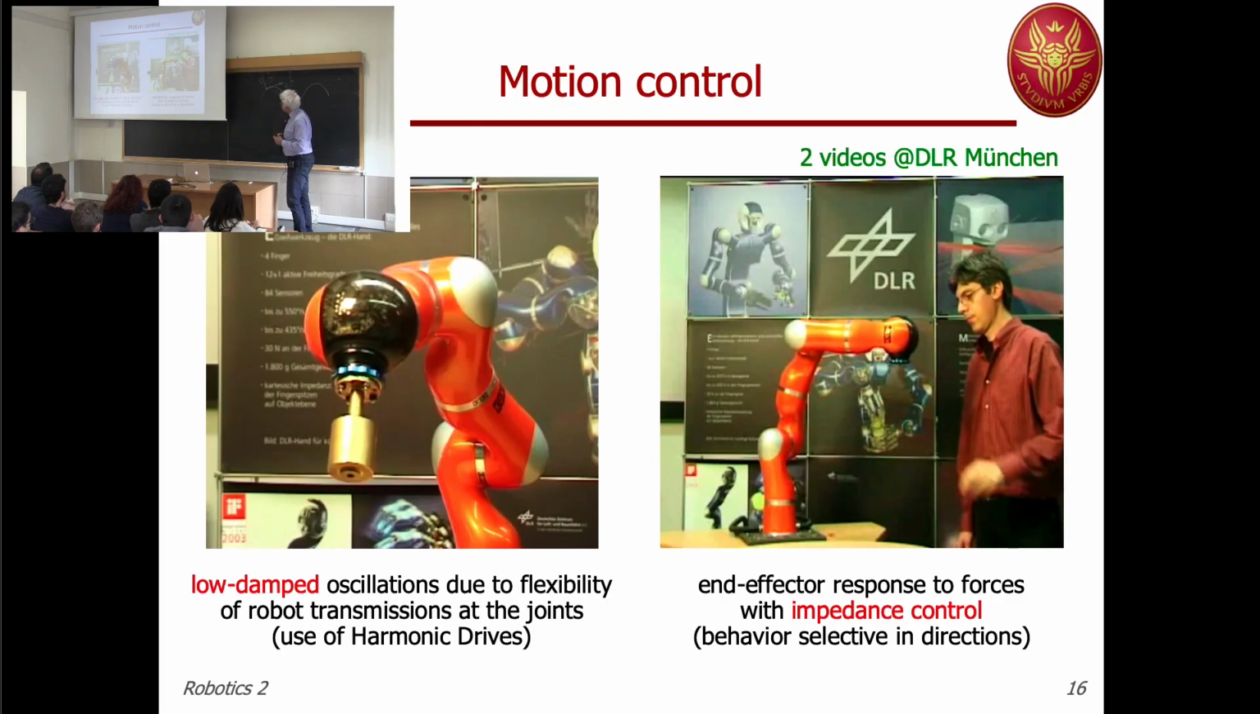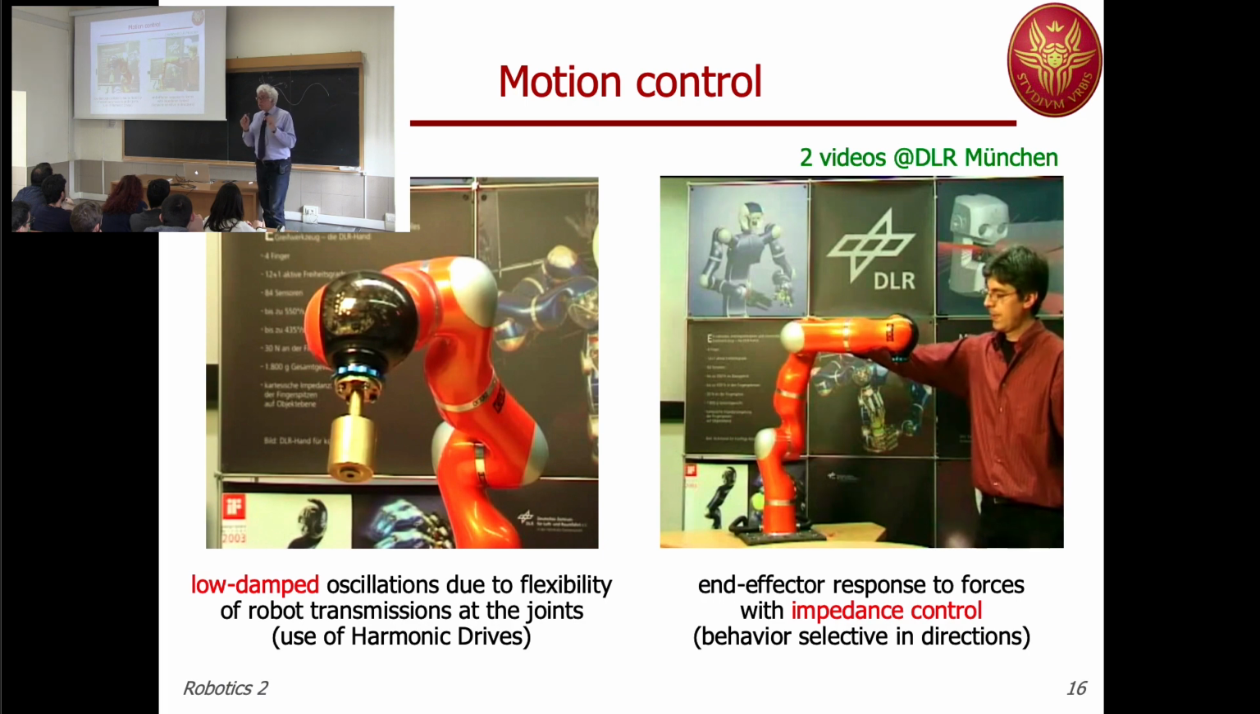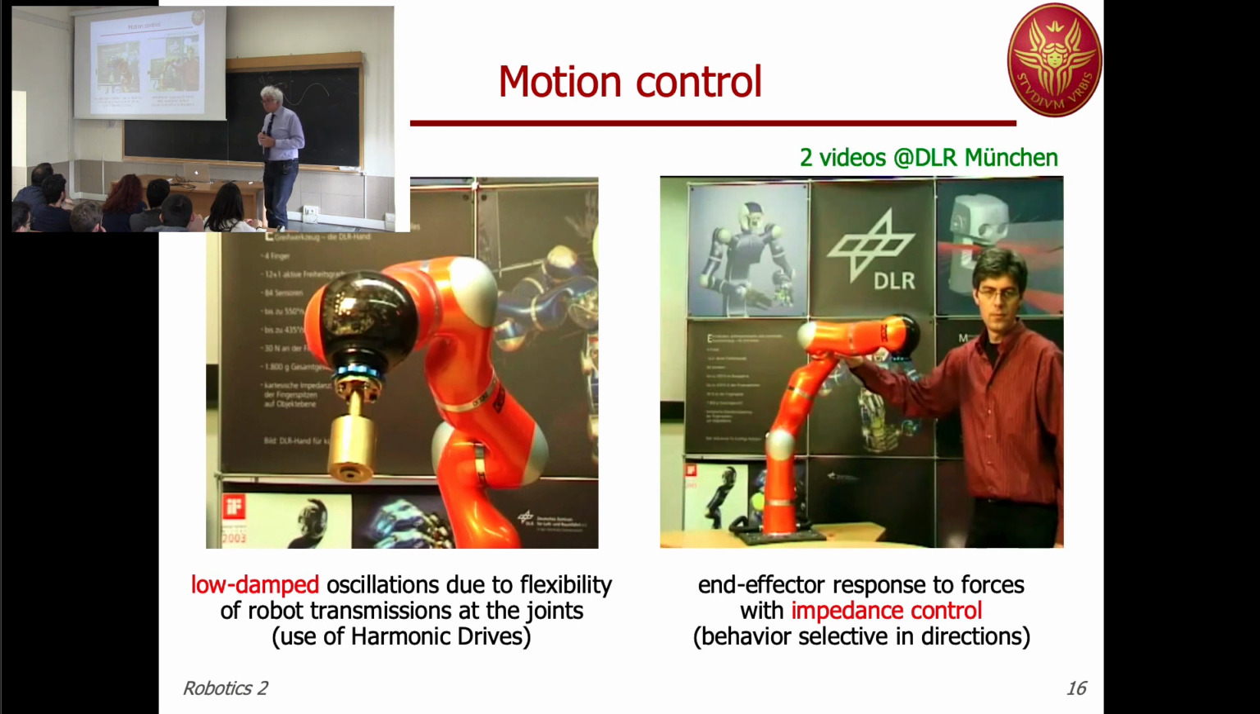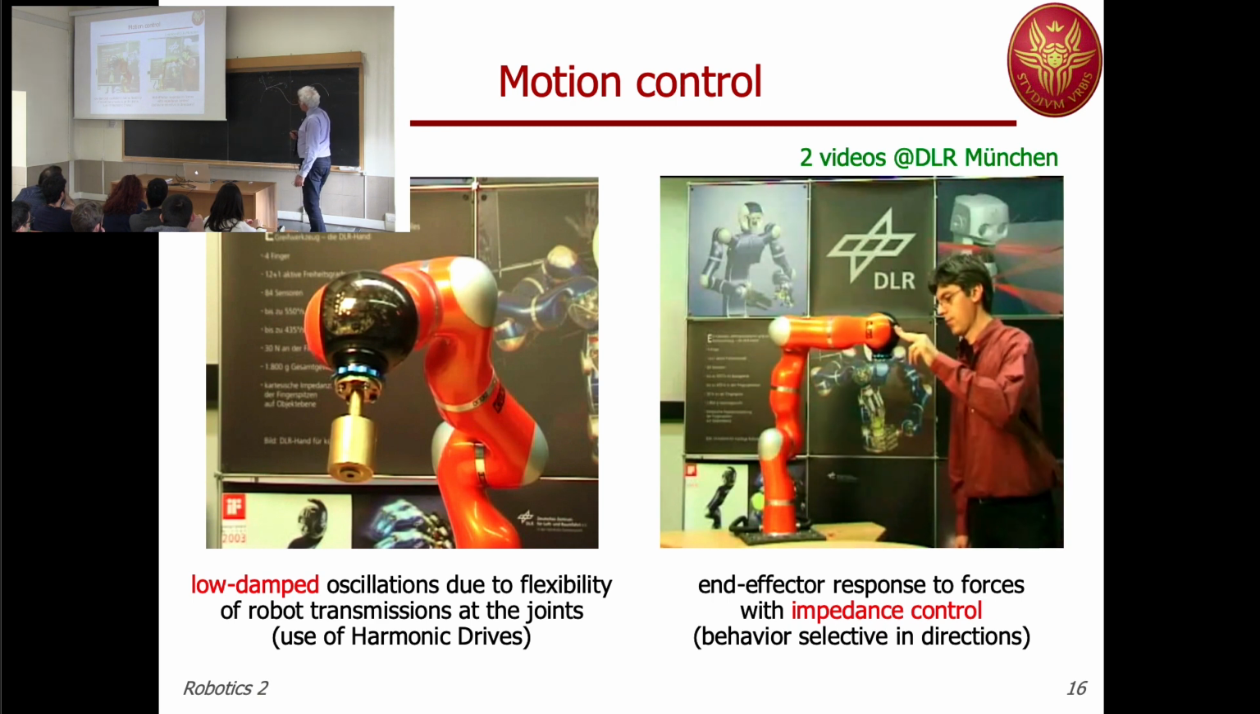He reacts without oscillating in this direction, but if you push in the other direction, you see that much more oscillation because of the gains of the parameters in the impedance controller, which are selective in the Cartesian direction. Okay?